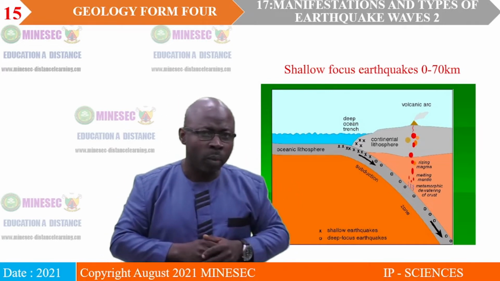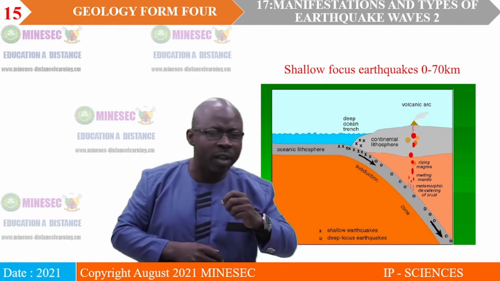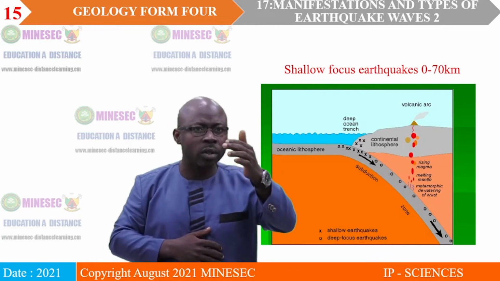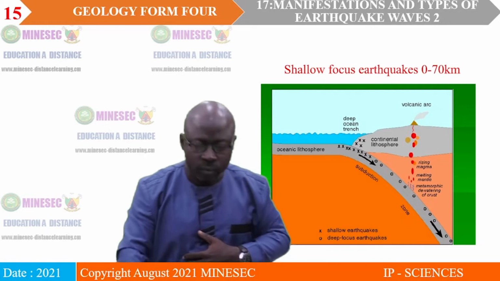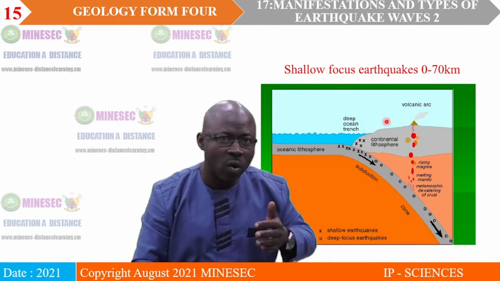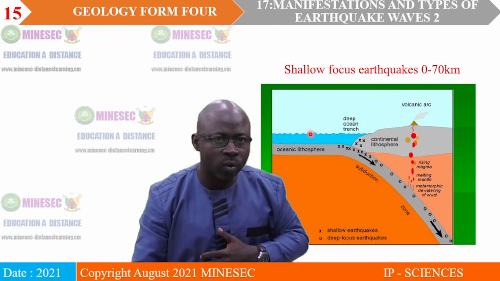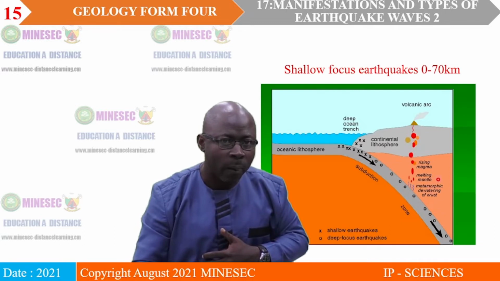0 to 70 kilometers. If we can recall when we studied the internal structure of the earth, we say the earth is made up of the crust, the mantle, and the core. When we look at the occurrence of these earthquakes, we realize that here we have the crust. These are earthquakes that occur at a depth of at most 70 kilometers. We are at the crust, where we have the oceanic crust and the continental crust. Then we have the upper mantle or the asthenosphere. So these dotted points are the zone along which the earthquakes occur.